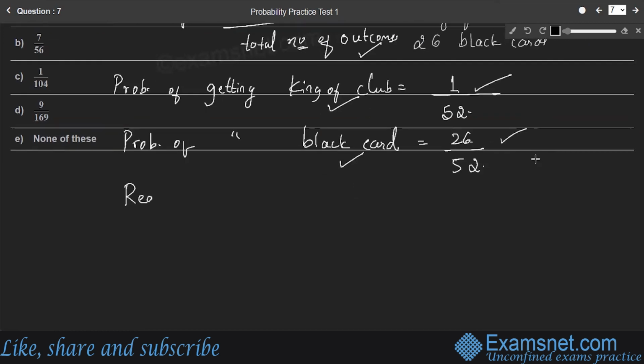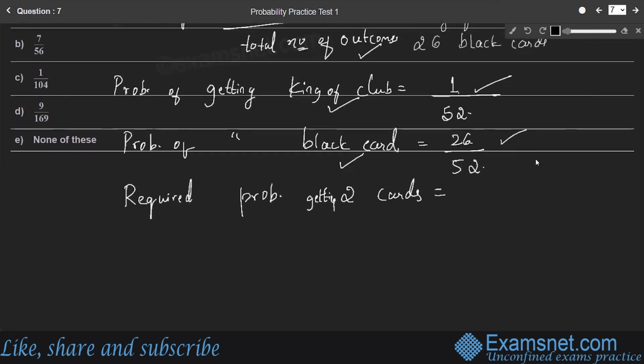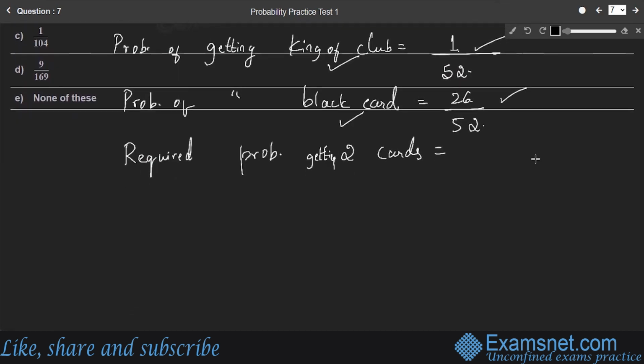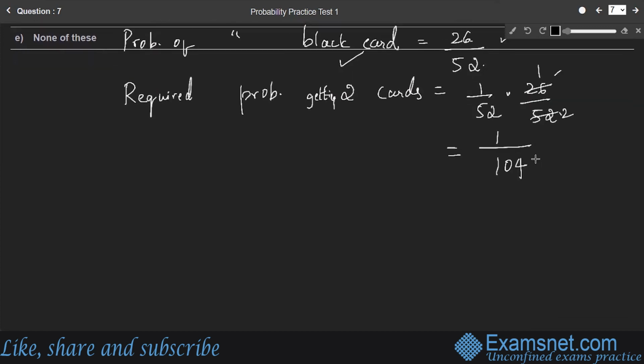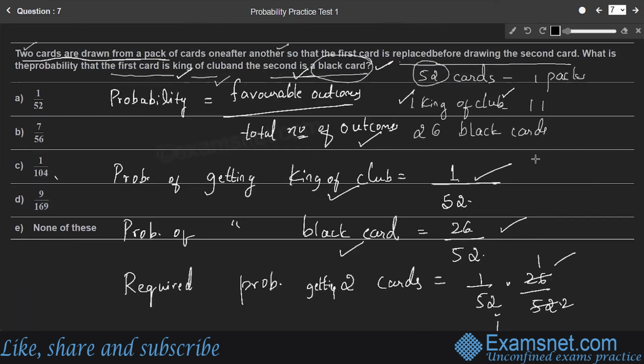Therefore, required probability of getting 2 cards, the condition is already given, right? Such that one card is King of Club, another next card will be black card, is equal to 1 by 52 into 26 by 52. This is the probability, right? Therefore, simplify, 26 by 52 is 1 by 2, right? Therefore, 1 by 104, right? 1 by 104. So we have multiplied, 52 by 2, it is 104. So the required probability is 1 by 104, option C.